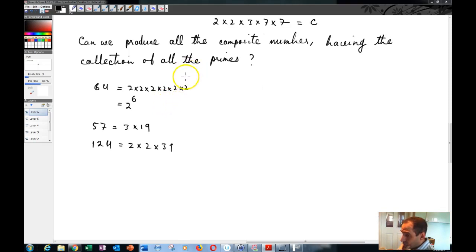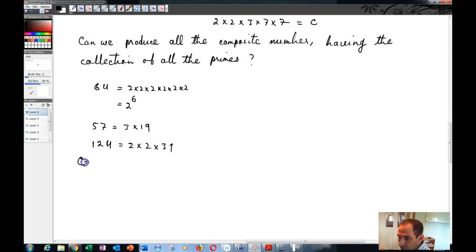Now this is basically what we have been doing for such a long time, factorizing all of these numbers. It leads to a conjecture that every composite number, for example 64, 57, 124, can be written as the product of powers of primes.